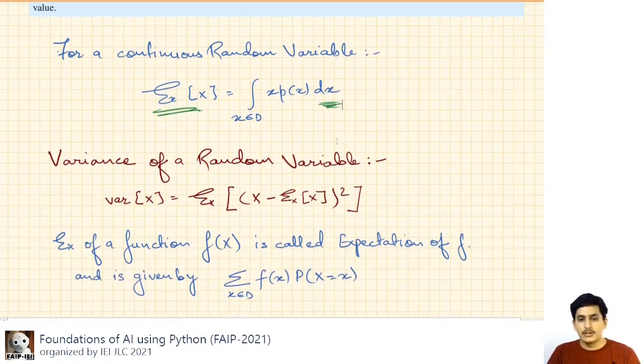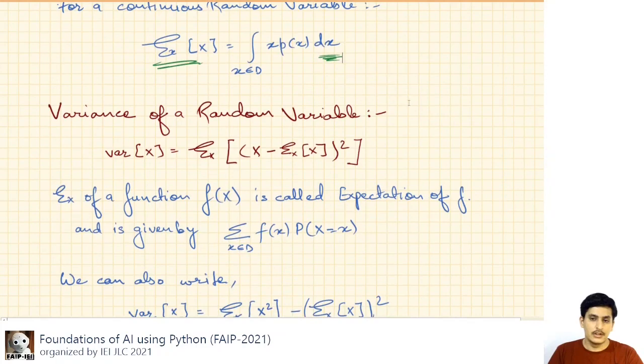So as of now, try to understand this: just like in integrations, this denotes a very small deviation in x. That is what we do when we do integrations generally, right?